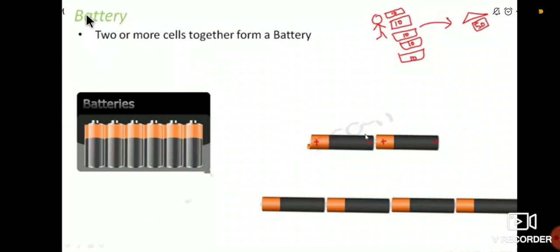And the next one is the battery. Battery means very simple: two or more cells together form a battery.